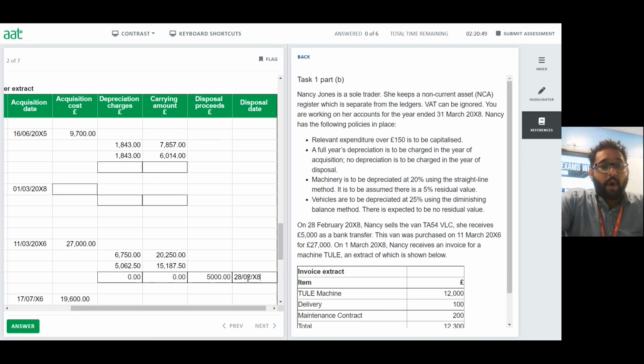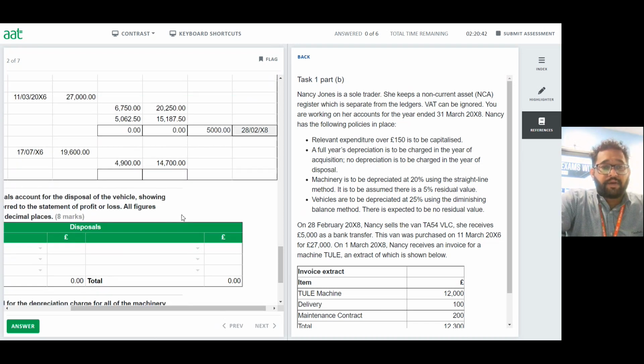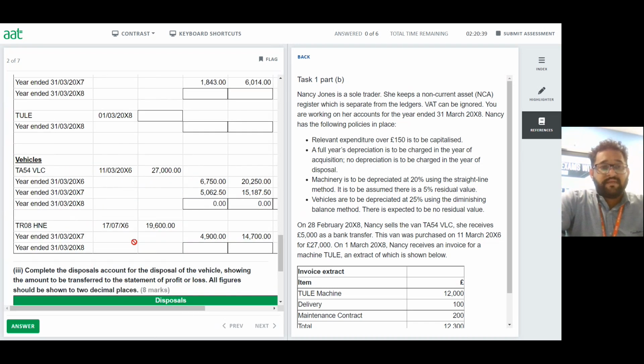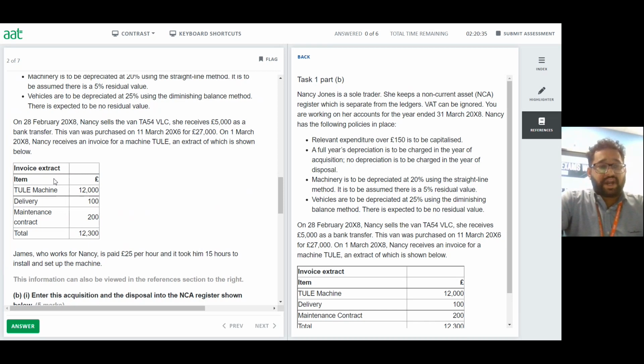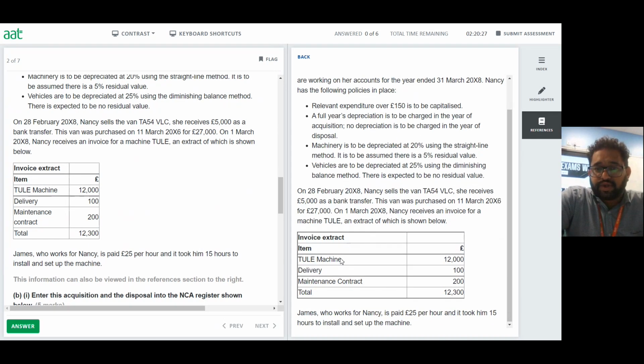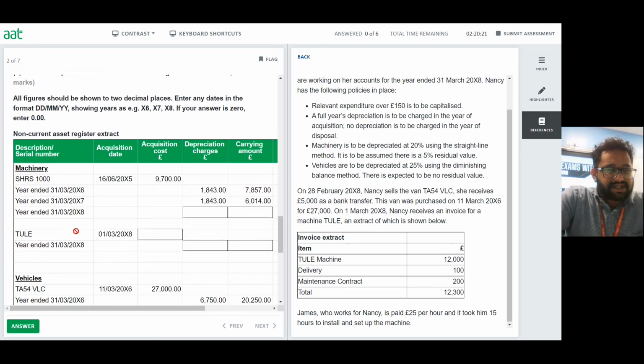You'll also notice all the boxes you need to fill out are clearly highlighted. These are the boxes you need to do. They're also saying you need to fill out the new acquisition as well. The new acquisition is an invoice extract for a machine. Excuse me, so this is a printer. We have to look at this printer too. Possibly it's a printer, let me just check what it is. Yes, it is machinery.